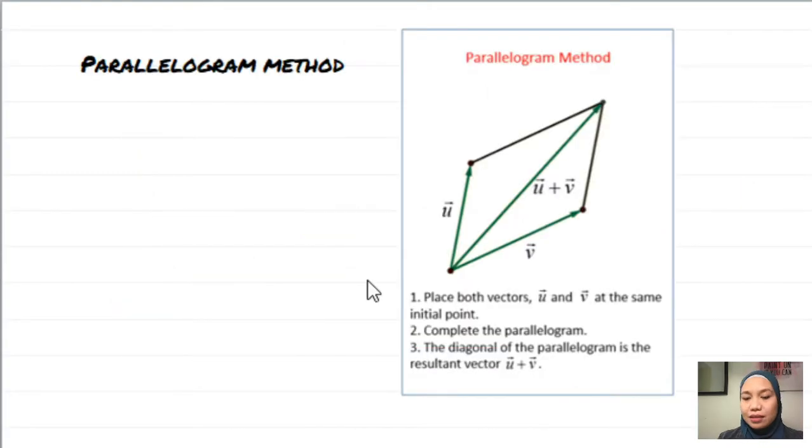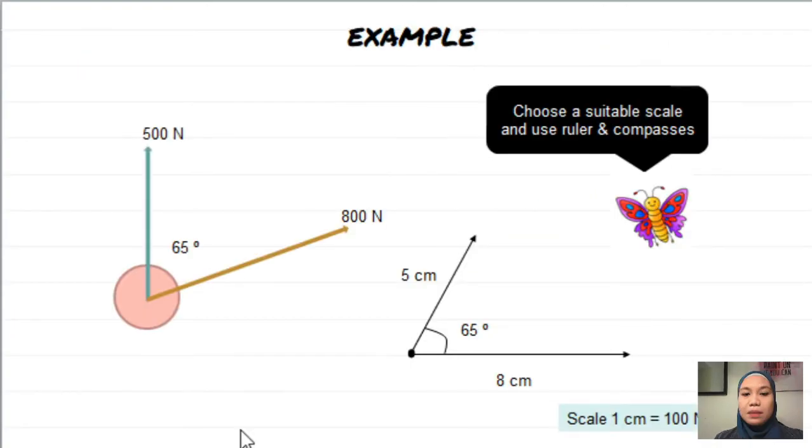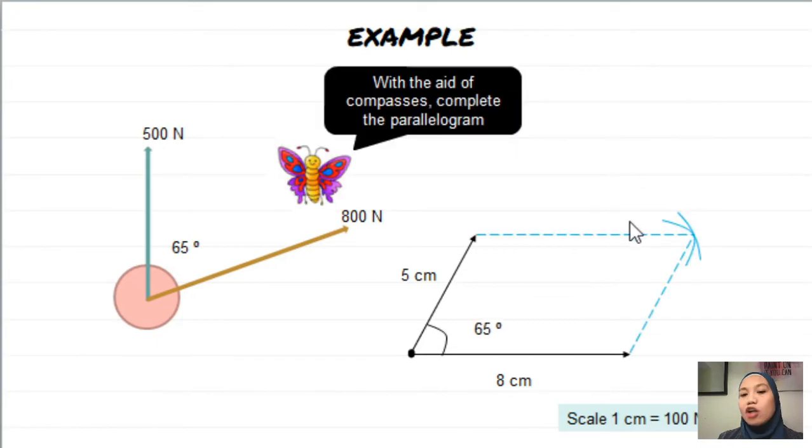Very general solution here. We have the first force, which is U, and then we have the second force, which is V. And then we will use a parallelogram to determine the resultant force. So this is an example of problem solving. We have two forces acting on an object, one is 500 Newton, the other one is 800 Newton. So we must choose a scale and use a ruler and compass. Our scale is 1 centimeter to 100 Newton. Then, with the aid of compasses, complete the parallelogram.